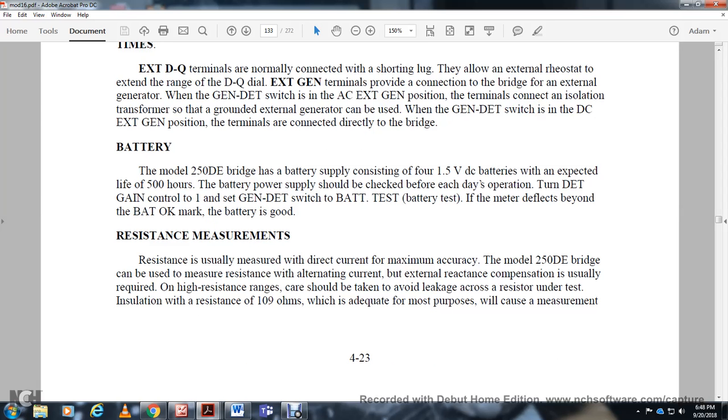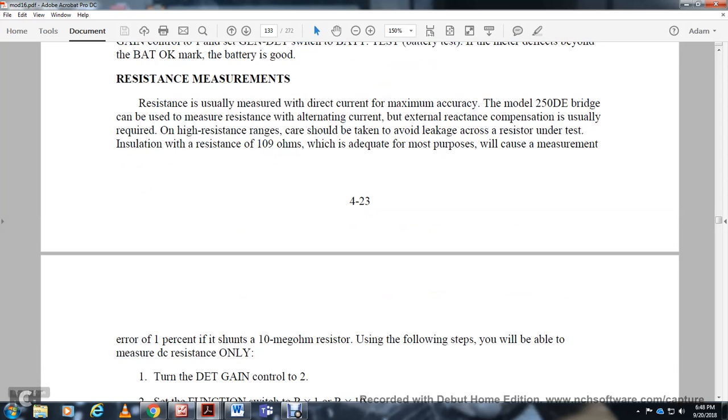Our resistor measurement. Resistors are usually measured with direct current on the maximum range with the 250G bridge, and the bridge can also measure resistance with alternating current with external resistance compensation. Usually this is required only at high resistance ranges, and carrier should be avoided. The leakage across the resistor under test, with an installation resistance of 10 to the 9 ohms, will call for adequate consideration in the measurement. Here, 1% of the shown 10 megaohms.